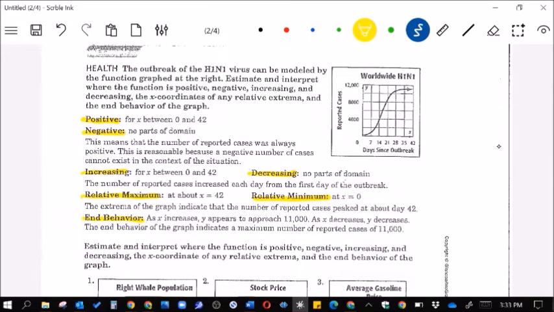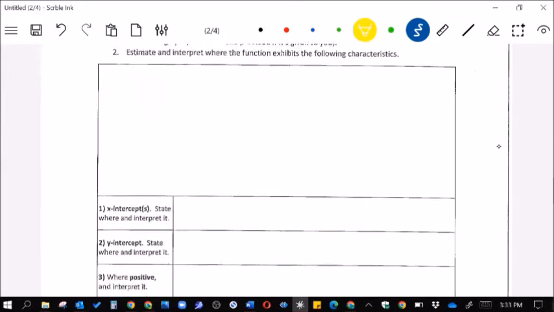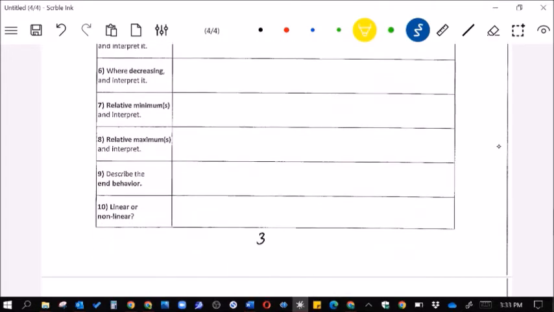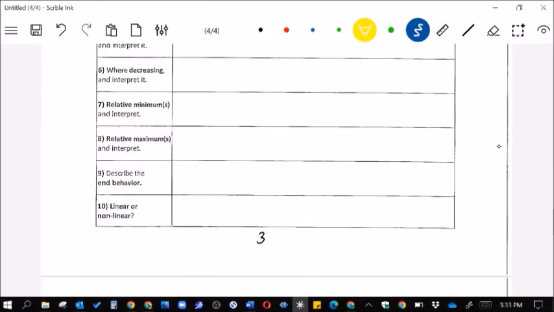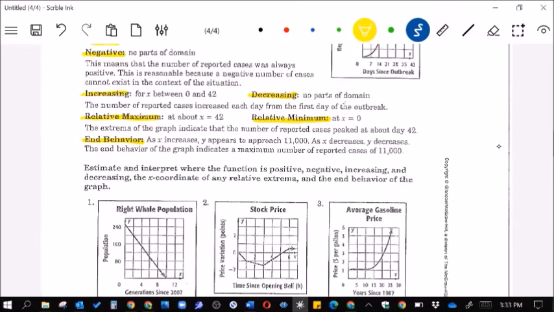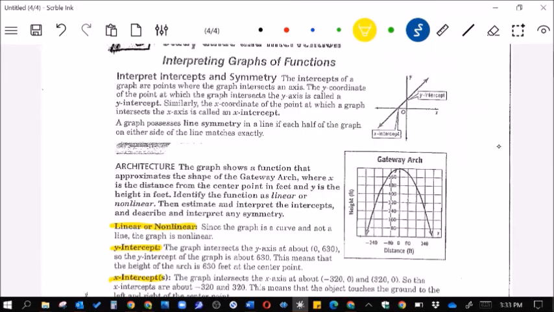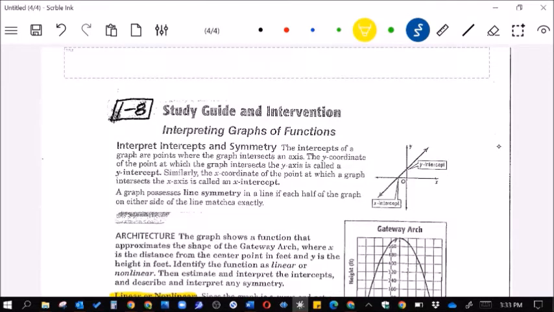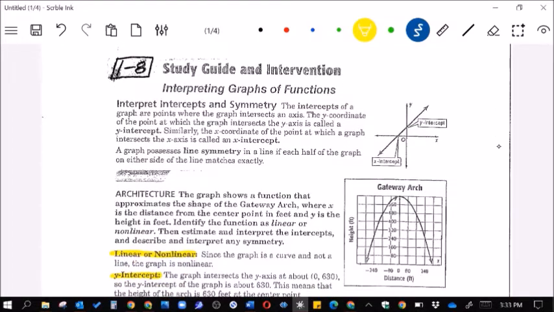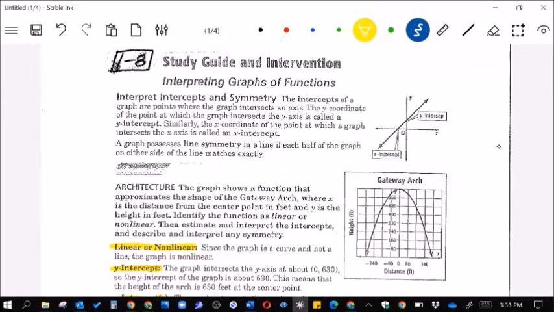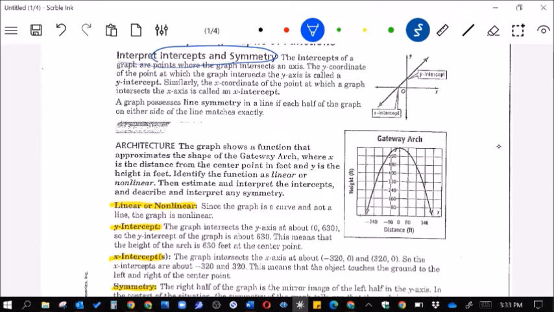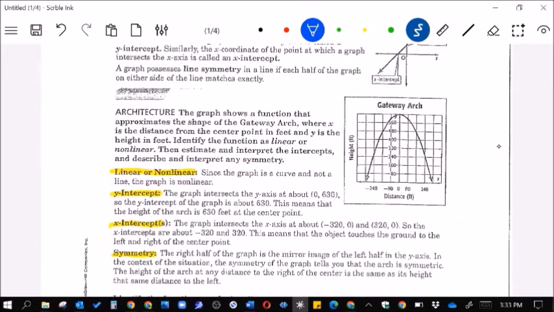And we're going to use a form to do it. There are sample graphs, but then we're going to have a graph and we're going to use these forms, this kind of a form to do it. So let's come back up to the start of it. So here, the first part of this is to interpret intercepts and symmetry. I'm going to come right down here to look at this graph.